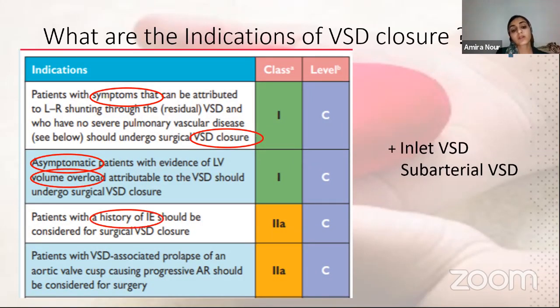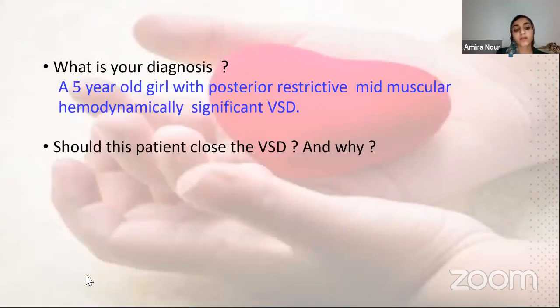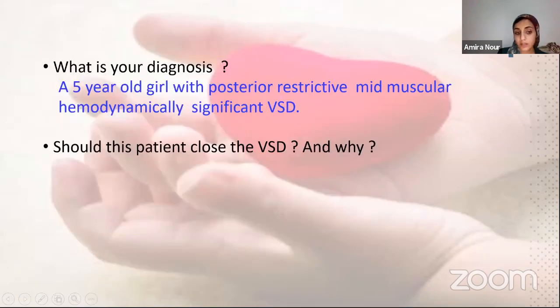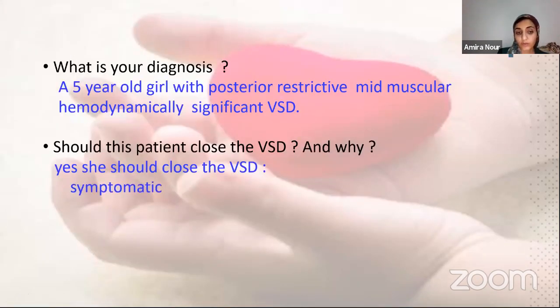Those patients with a history of previous infective endocarditis, only those who got infective endocarditis on a native VSD, should go for surgical VSD closure, but we should not close a VSD for fear of infective endocarditis. And as Dr. Hatem discussed in detail, those patients with prolapse of an aortic valve cusp with any degree of aortic regurgitation should have the VSD closed. I would like to add to these indications: patients with inlet VSDs or subarterial VSDs should also have them closed.